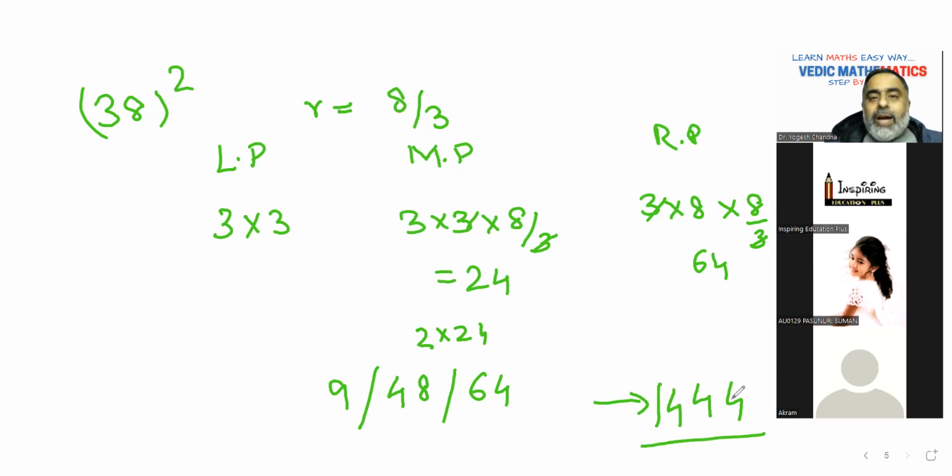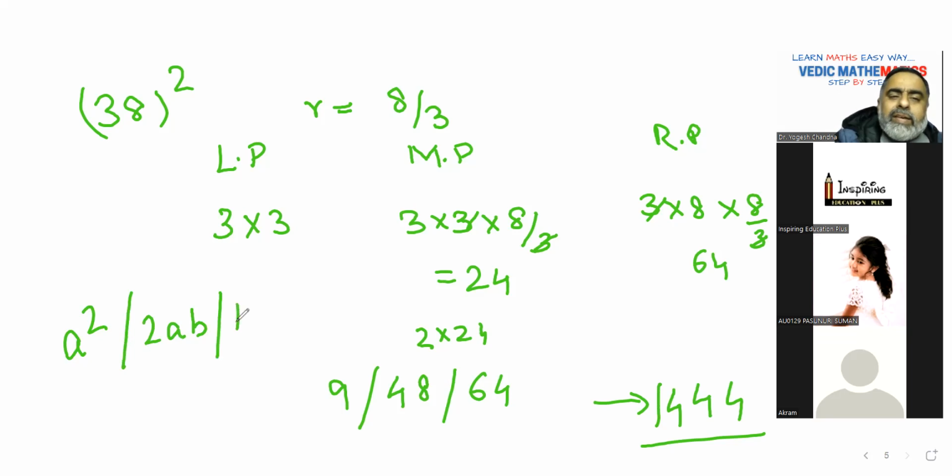Any questions you have? Now, this is when you are asked particularly to find by Anurupena Sutra. Otherwise, you can remember this later on. A square, 2AB, and B square. Got it? Any questions? No, sir.